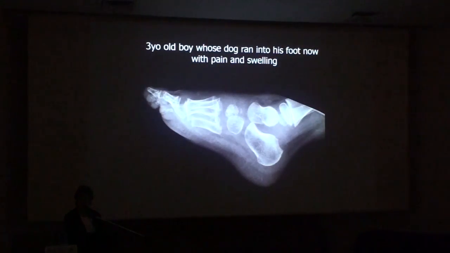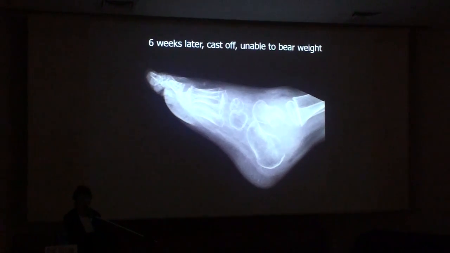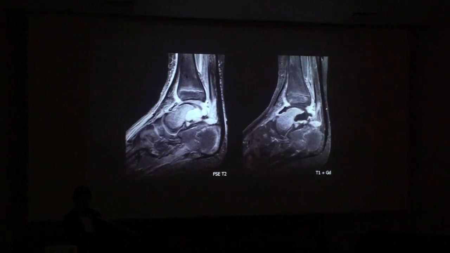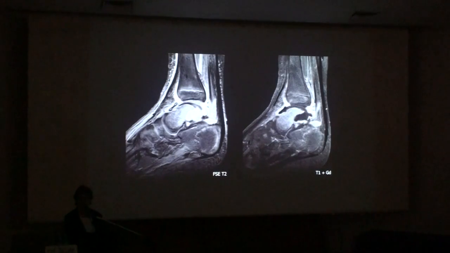This is a 3-year-old boy who ran into his dog and then complained of foot pain. The orthopedist actually put him in a cast. He comes out of the cast 6 weeks later and he's unable to bear weight. So he's got what looks like disuse osteoporosis, but if we look carefully at the top of his calcaneus, we're missing some bone. Goes on to MRI, and in fact it's really his posterior talus which is dramatically affected by both intraosseous and intracartilaginous infection and associated synovial hypertrophy.